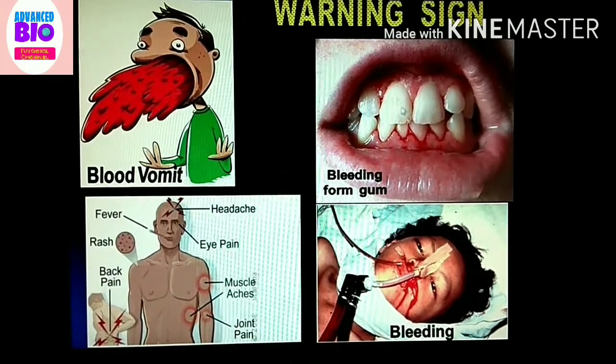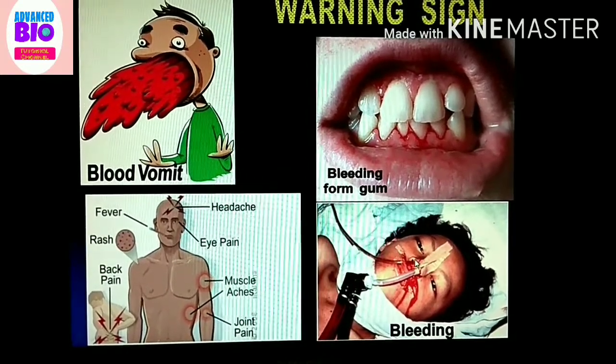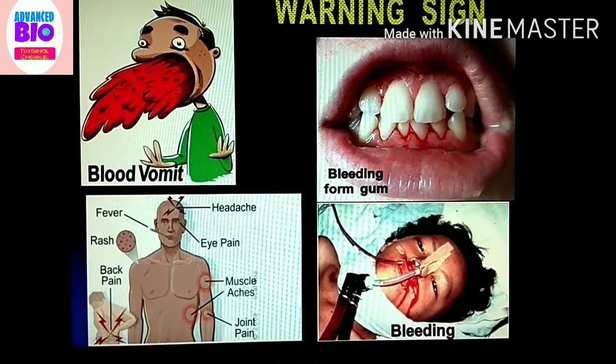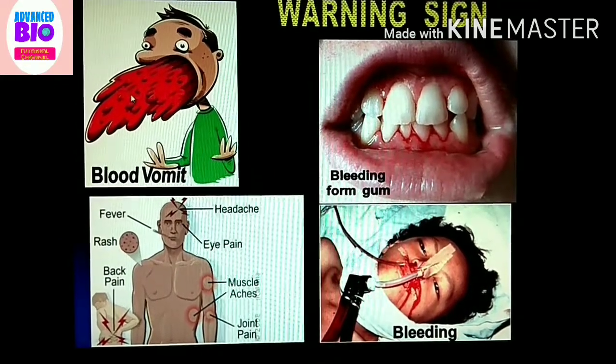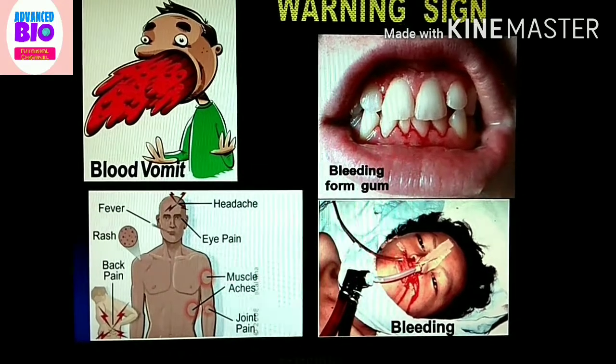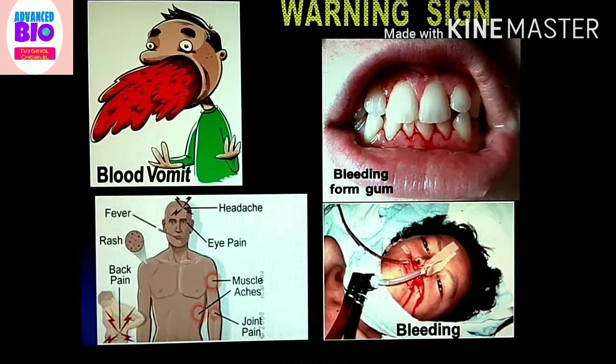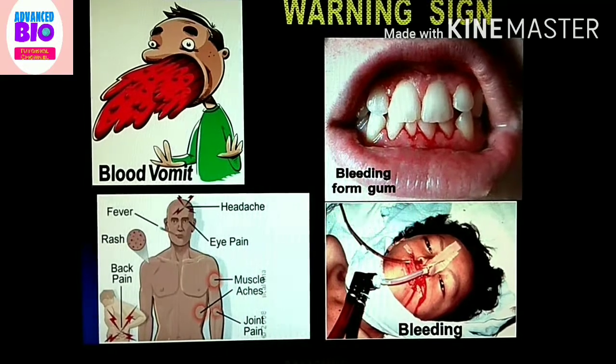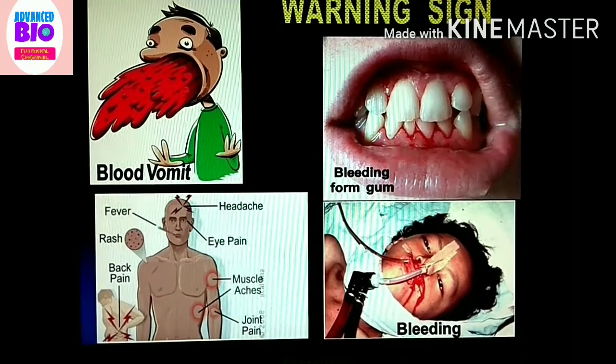From the gum, bleeding occurs. From the nose, nostril, bleeding occurs. From vomiting, bleeding occurs. And joint pains is persistent now. These are the warning signs.